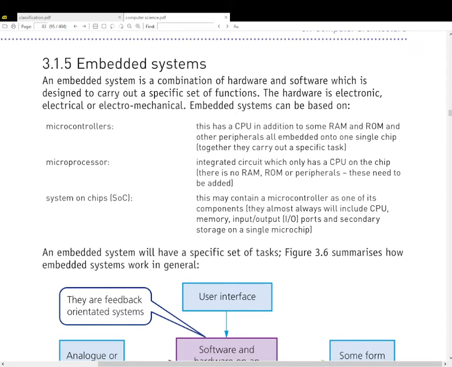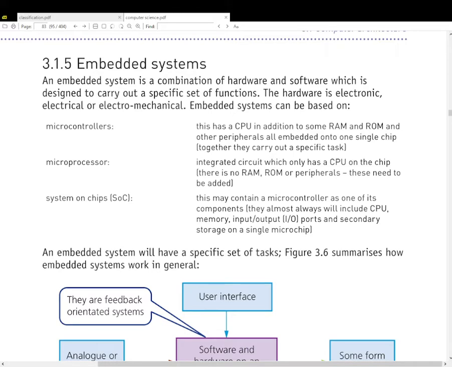Today, I want us to talk about embedded systems. Previously, we learned about instruction sets and what they mean to a computer and how they are executed. And now we want to go a step further and look at embedded systems today.